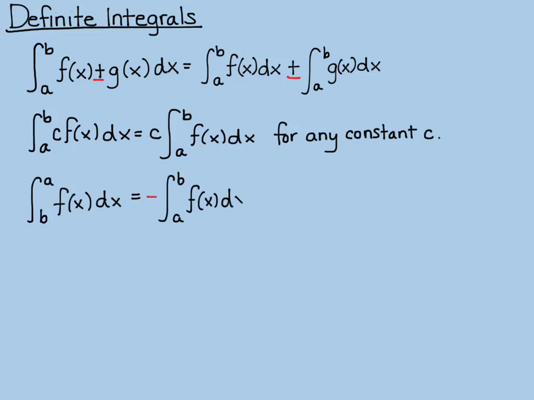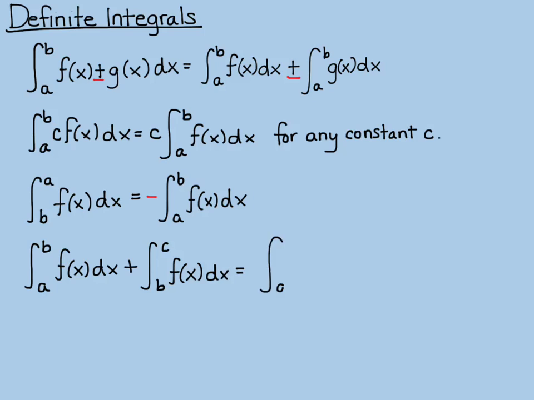The third one says that if I want to switch the bounds of my integral, so notice that the first integral goes from b to a, if I want to switch the bounds so that they go from a to b, I have to pull out a negative sign. The fourth one is really the only sort of tricky one. It says that the integral from a to b of f of x dx plus the integral from b to c of f of x dx is equal to the integral from a to c of f of x dx.